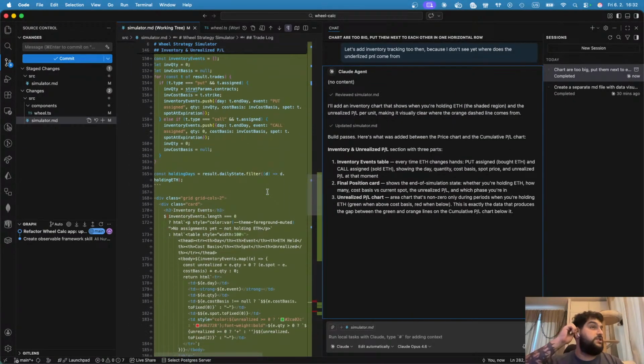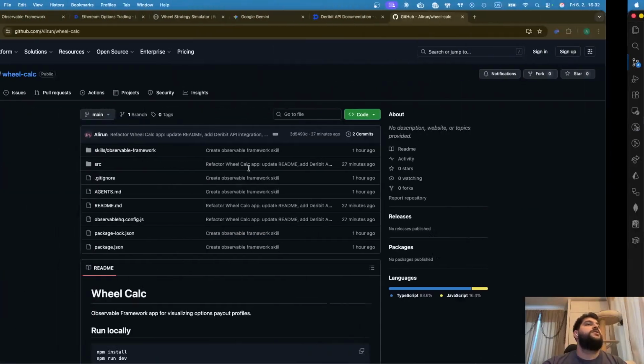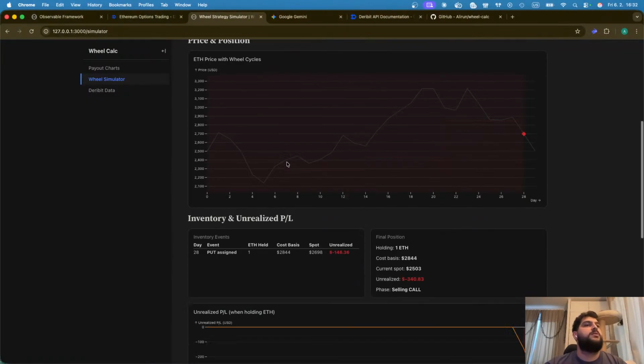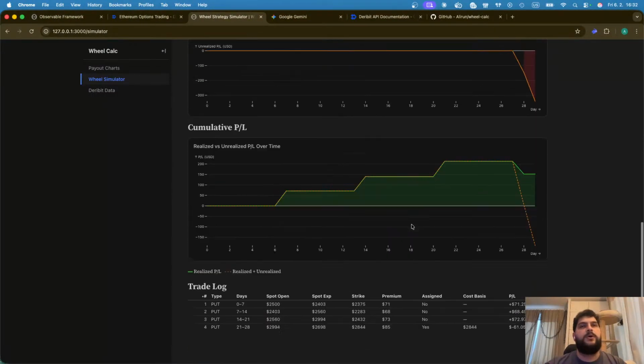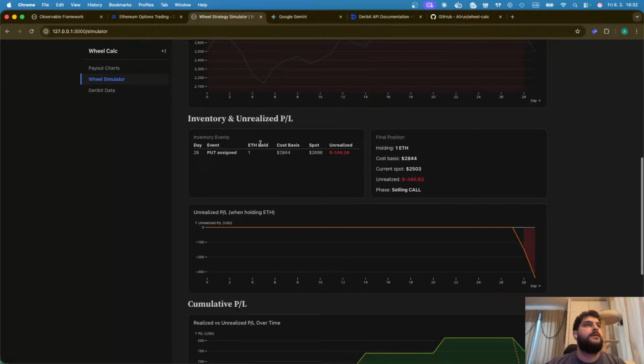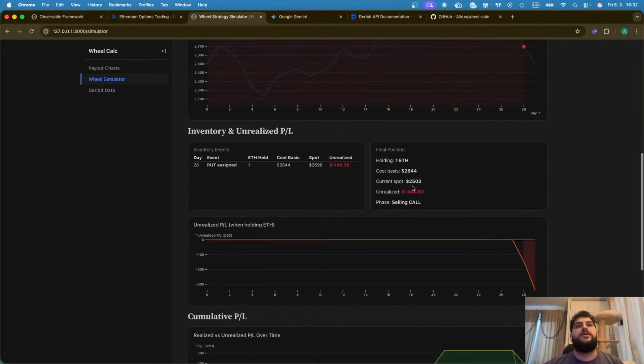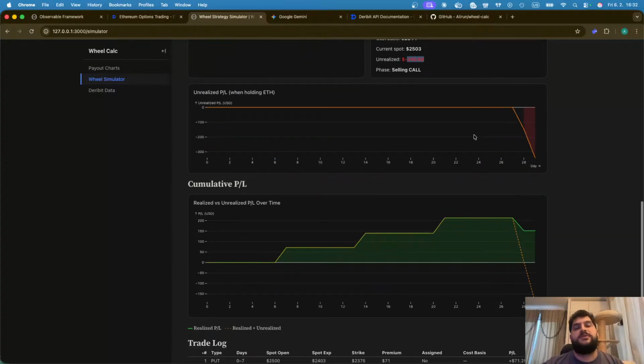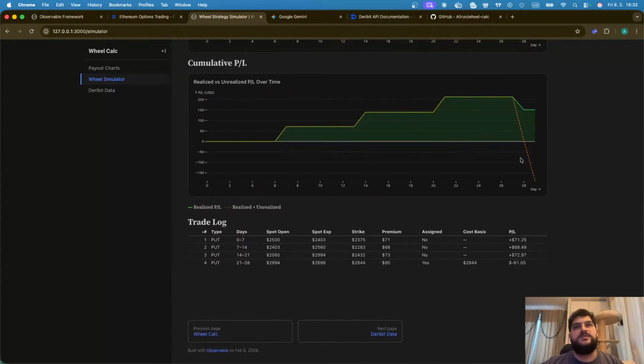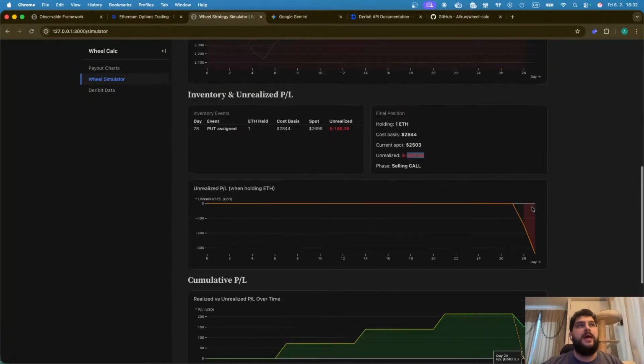Okay, so it made some changes now for inventory tracking, I guess. Let's refresh and see how our UI changed. Okay. Inventory and unrealized P&L. So final position, we just got assigned here once, and we are holding the Ethereum, which we purchased at 2,844, and the current spot went way down, so we were at minus 340 unrealized P&L because we just hold Ethereum, and this is why this one went so much down. Now it's clear.